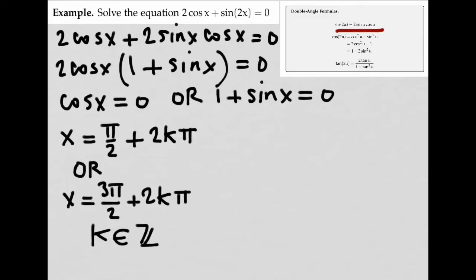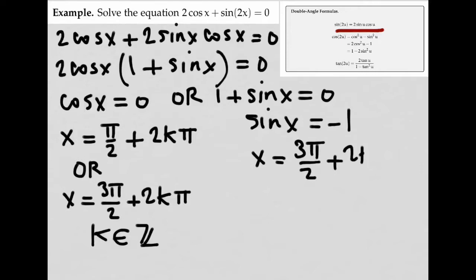Next, we have 1 plus sine x equals 0. So this means that sine x equals negative 1. Now, where is the sine function equal to negative 1? That's precisely at 3 pi over 2. And recall that the sine x function is periodic with period 2 pi. So the solutions to the equation sine x equals negative 1 are x equals 3 pi over 2 plus 2k pi. Again, k is an integer.